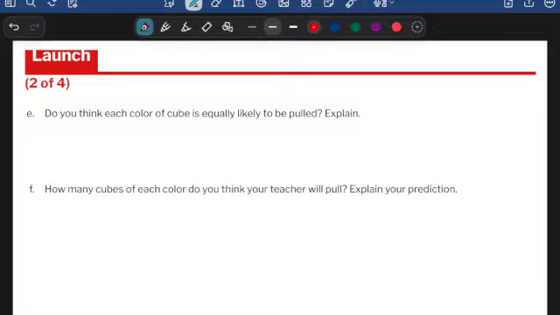Do you think each color of cube is equally likely to be pulled? And why? Well, there are the same number of cubes of each color. So yes, it's equally likely that you will pull each of the colors. We have the same number of cubes of each color.